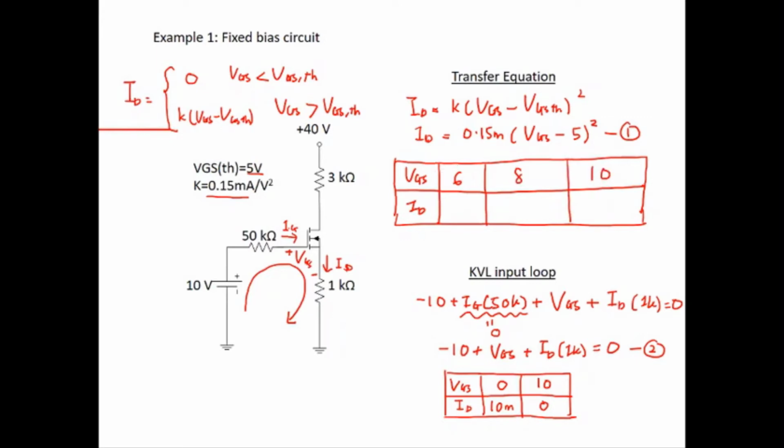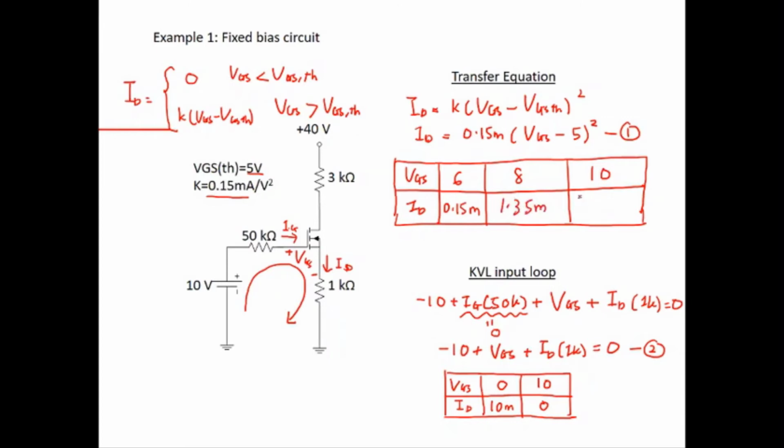Okay. So for VGS is 6, you insert the 6 here. 6 minus 5 is 1. 1 squared is 1. So you get 0.15 milli. And then for the 8, 8 minus 5 is 3. 3 squared is 9. So 9 times 0.15 milli is equal to 1.35 milli.